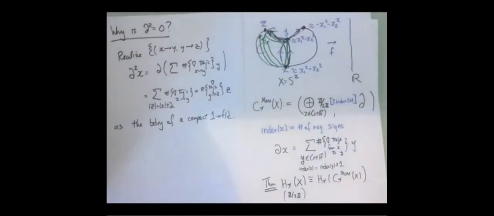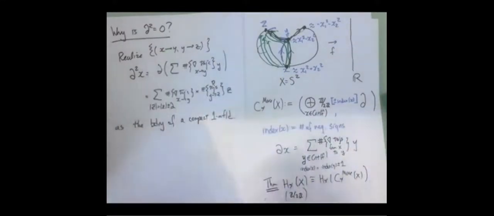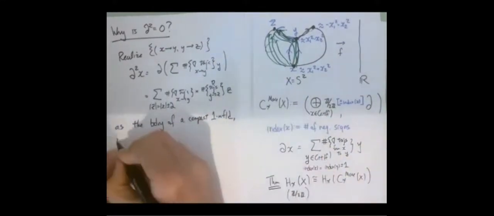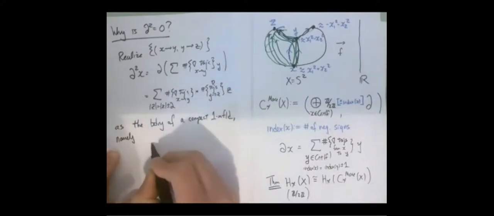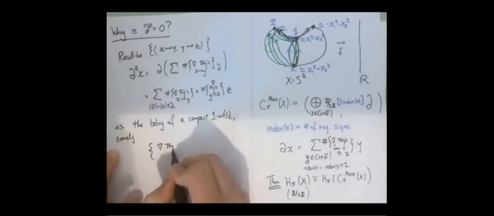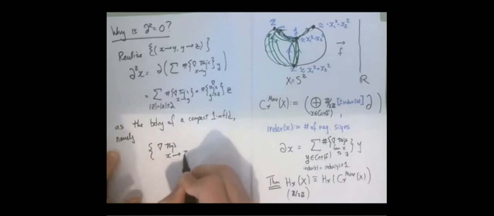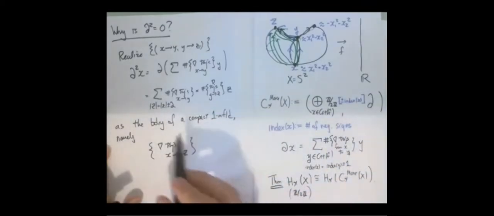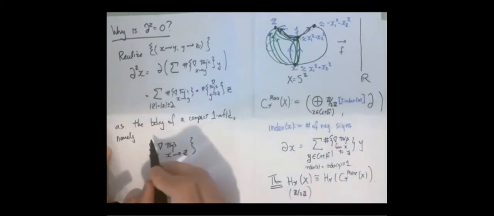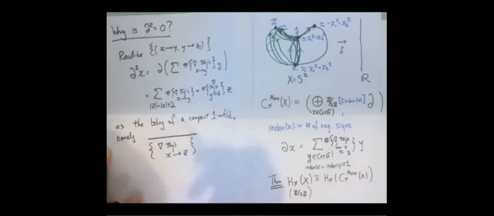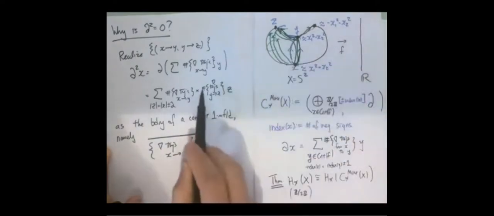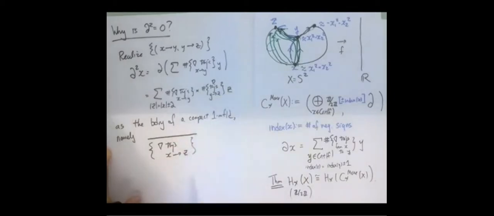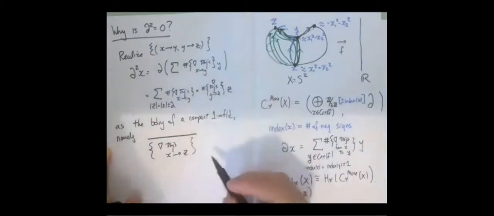So in fact, what we realize is that this thing is the boundary of a compact one manifold, namely the set of all gradient trajectories from x to z. Okay. So maybe what I should say is actually the set of all gradient trajectories from x to z admits a compactification. This compactification has the structure of a one manifold, and the boundary is precisely the set that we're counting to describe the coefficients of z. Okay, so that's a proof that del squared equals 0.